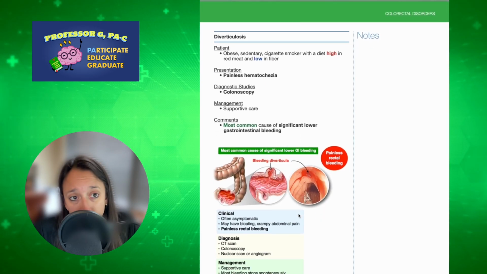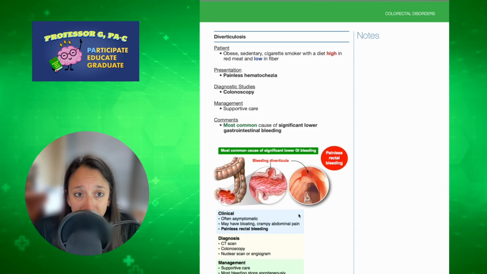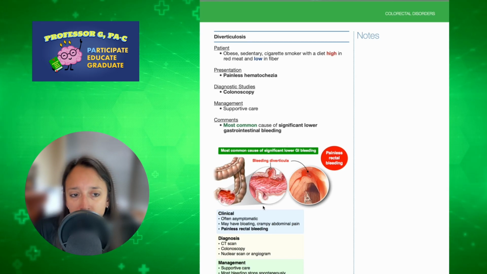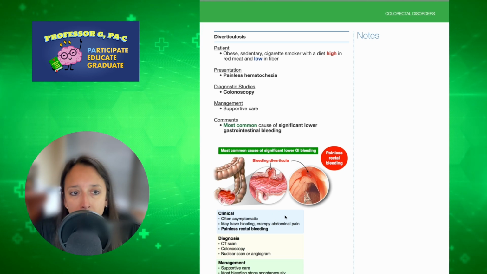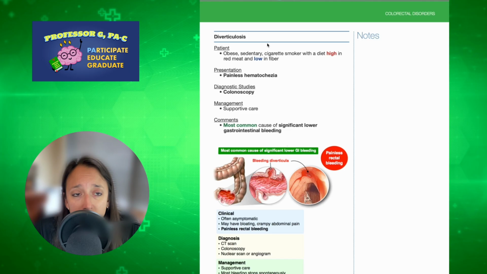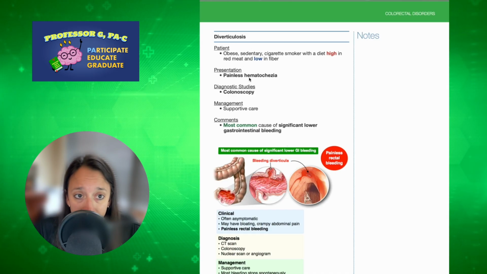Diverticulosis, major difference. We have to differentiate osis from itis. Osis is the presence of diverticula. So diverticula are little outpouchings in the colon wall, most often seen in the sigmoid colon, so distally. The disease of diverticulosis is often asymptomatic, but when it is symptomatic, we tend to see painless hematochezia, and the older we are, the more likely we are to have this.